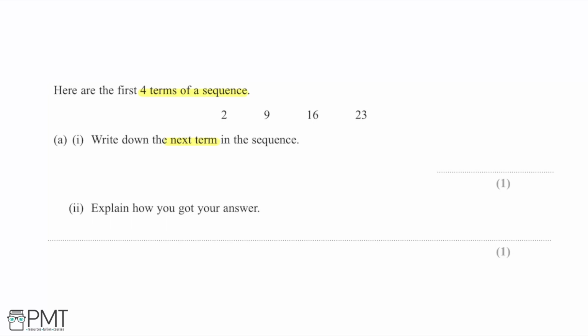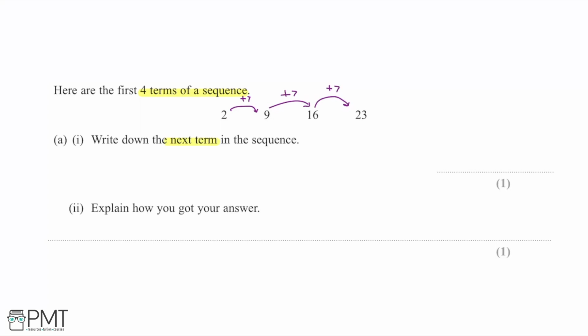So a good place to start is always going to be looking at the difference between the numbers. So when we go from 2 to 9, we're adding on 7, and then similarly from 9 to 16 we're also adding on 7, and then from 16 to 23 this is also a difference of 7.